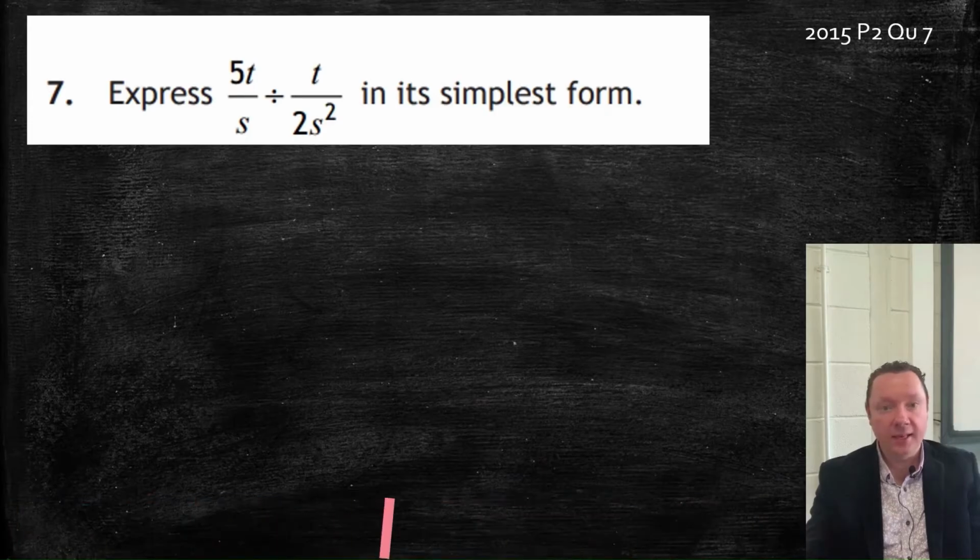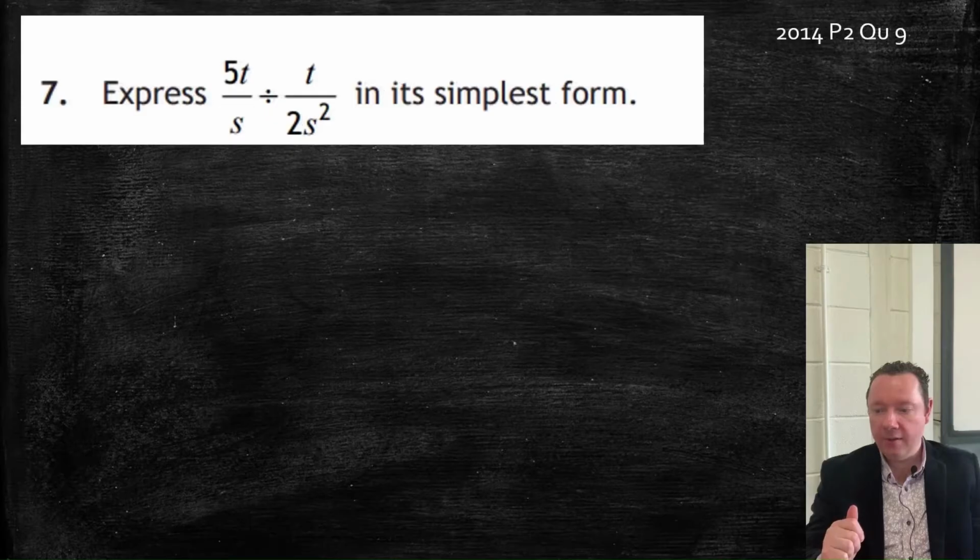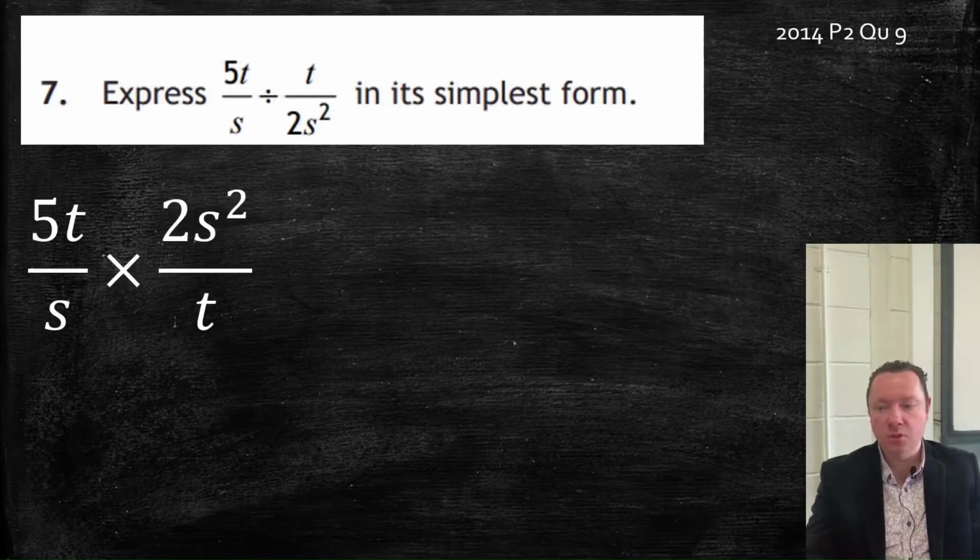And we're done there. 2015, paper 2, question 7, divide. So remember, divide changes to times, and we times by the reciprocal of the second fraction. We turn the second fraction upside down. So if we do that, we are going to get 5t over s times 2s squared over t. Now we simplify in advance. So the t's can go, we can divide by an s, and we get an s on the top still. And that's it. So we've got 5 times 2 is 10, 10s.